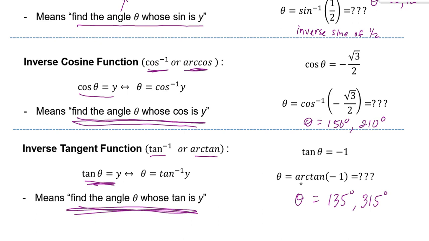Notice here that I used arctangent just to make sure you recognize that it can be written either way. You just have to remember what they mean. And honestly, writing that part down can probably be skipped. All I'm looking for is the angles.